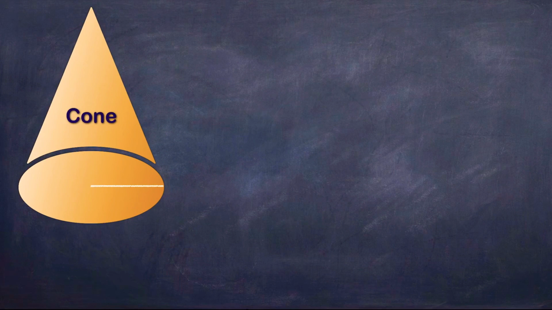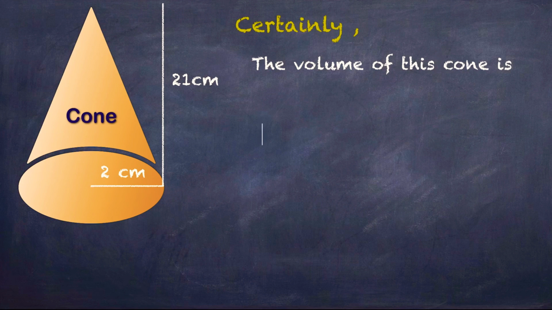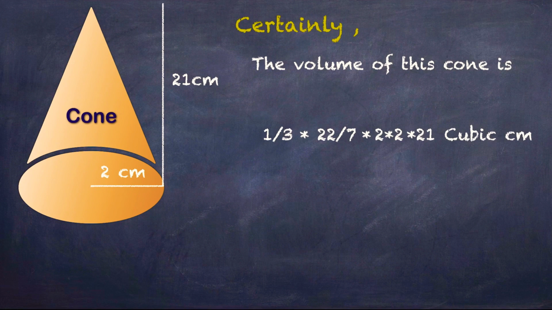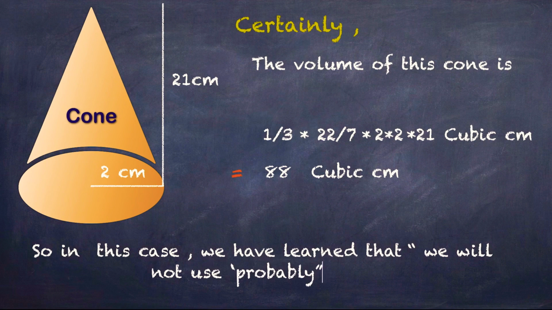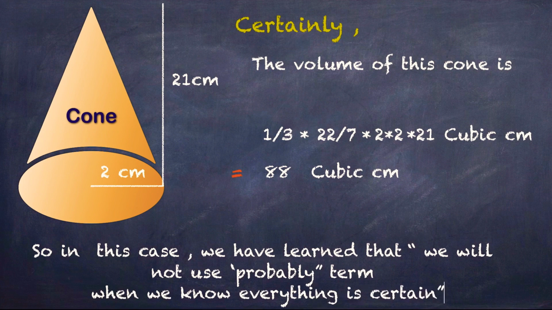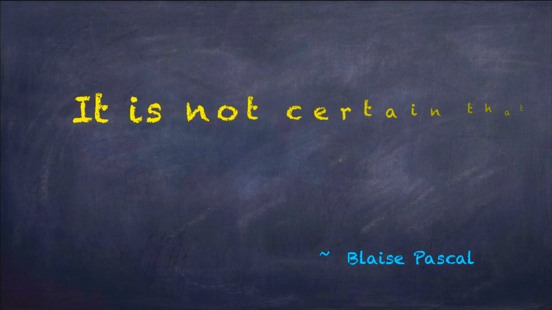Say we're trying to calculate the volume of a cone. The cone has a radius of 2 centimeters and a height of about 21 centimeters, and certainly the volume of the cone is about 88 cubic centimeters. So from this case we have seen that we will not use the term probability when we know that everything is certain, that everything is fixed. And more interestingly, according to Pascal, it is not certain that everything is uncertain.